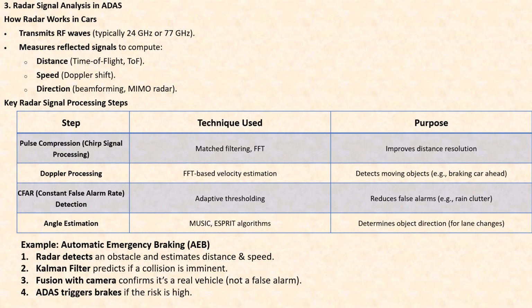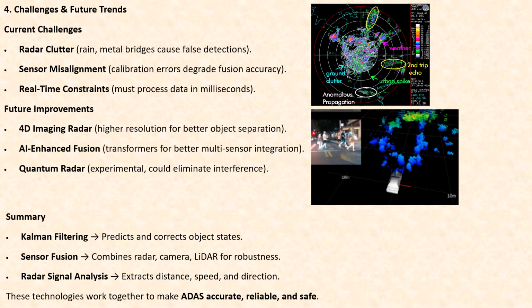All right. Now, to further continue, what are the various challenges and future trends? The current challenge is radar clutter. Rain, metal bridge cause false detection. So, even if it is raining, radar can give a signal which can be perceived as an obstacle. Okay, even in rain, even if the rain is heavy, the radar may get reflected from the rain droplets, and it may give a message that there is some obstacle.